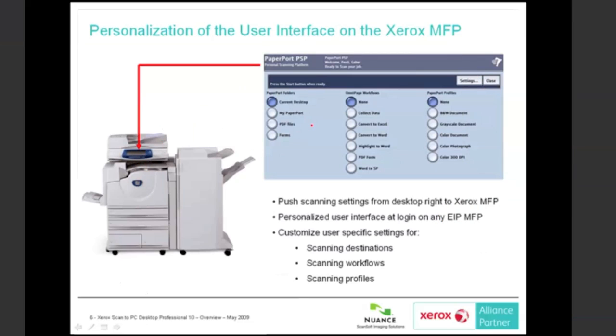So the first category that we're going to look at is the list of PaperPort folders. What this gives everyone in your office is the ability to select, at the time of scan, exactly which folder on their desktop PC they want their scanned image delivered into. The next item that we're going to focus on is the ability to set up what are called OmniPage workflows.